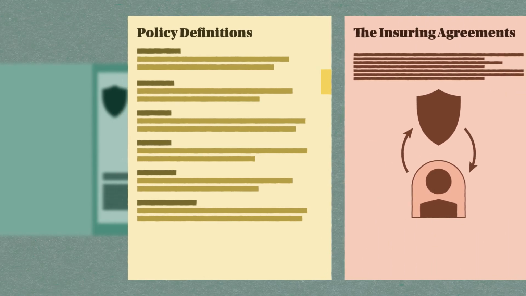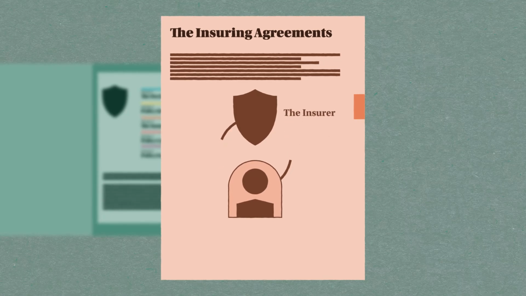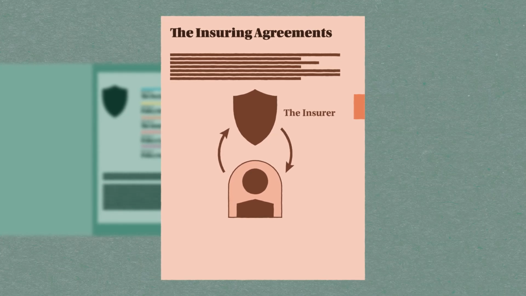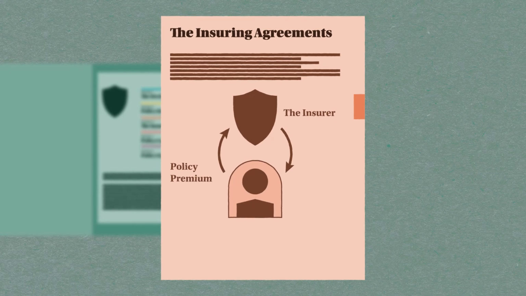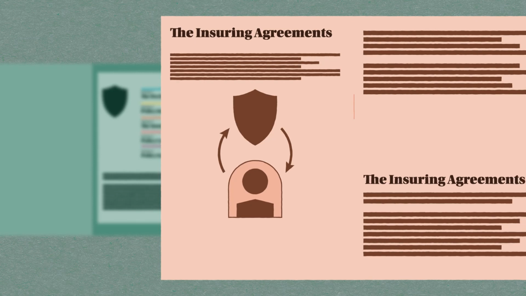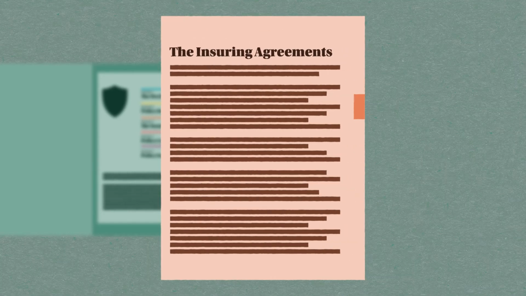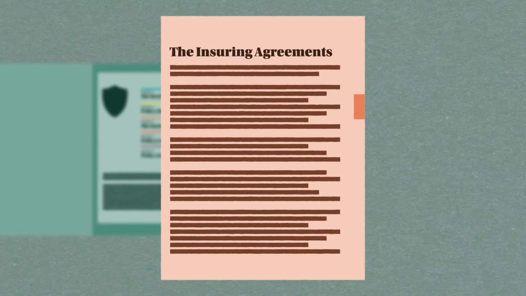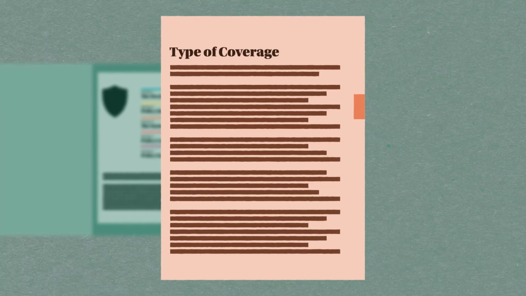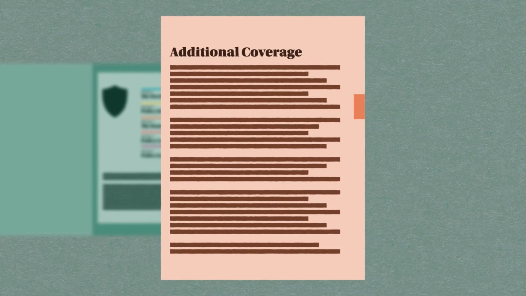The insuring agreements. The insuring agreements specify what the insurer has agreed to pay for or provide in exchange for a policy's premium. The policy generally contains a designated section for insuring agreements, although there may be additional agreements included elsewhere in the policy. Also, the policy may call an insuring agreement a type of coverage. In some cases, the policy may include more than one form of coverage.